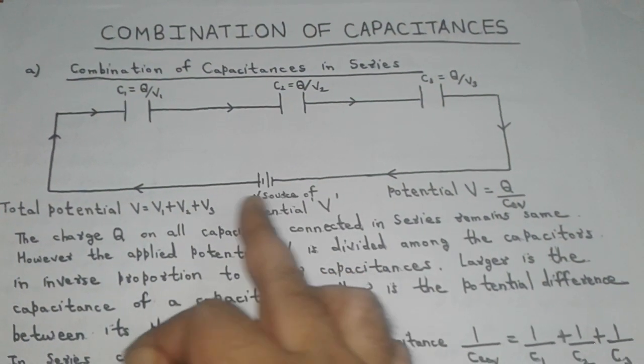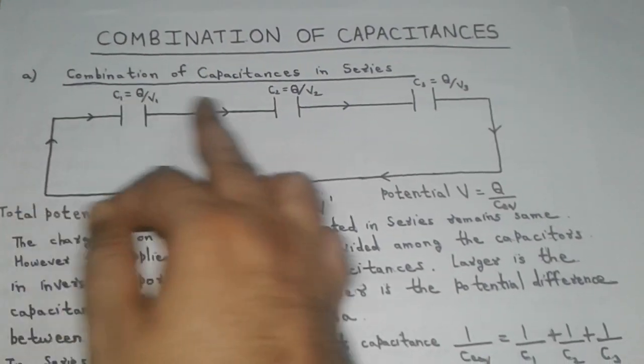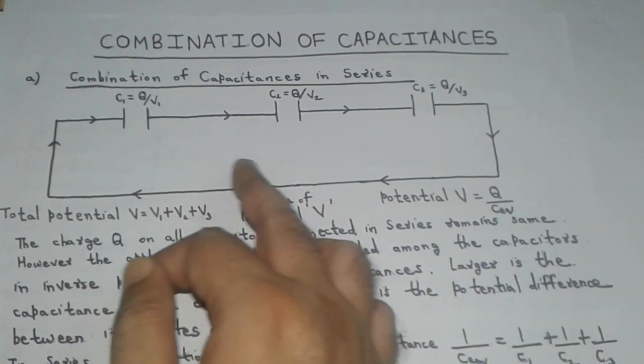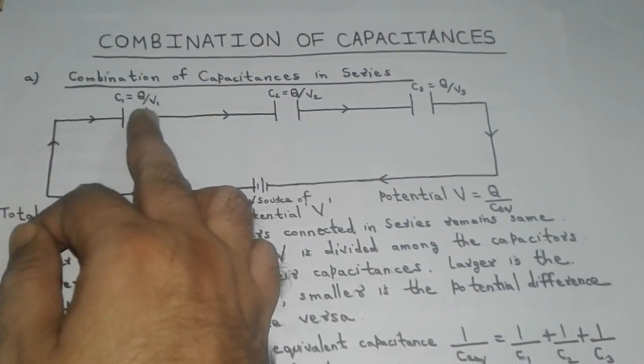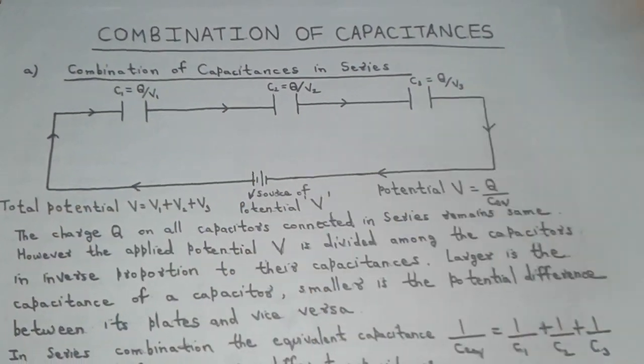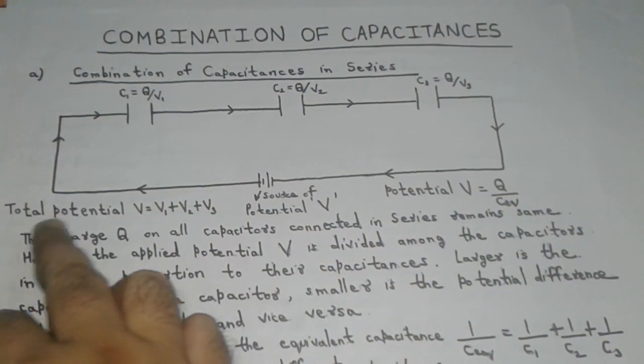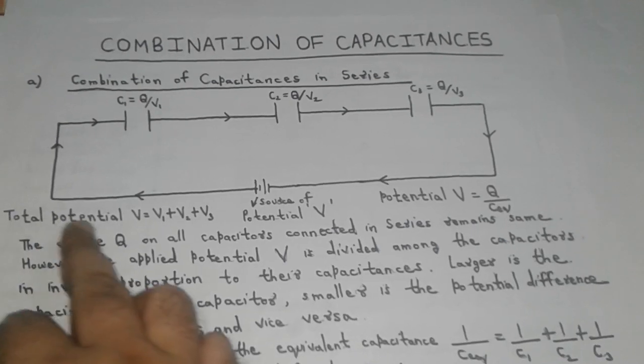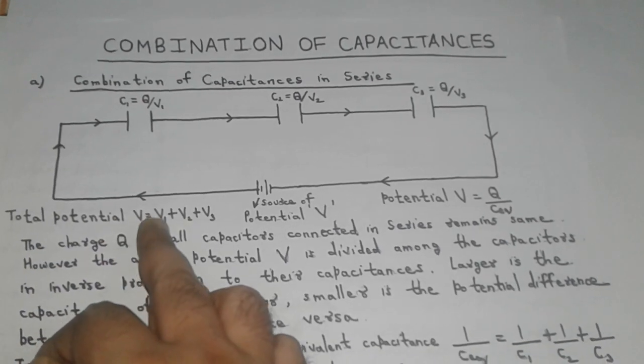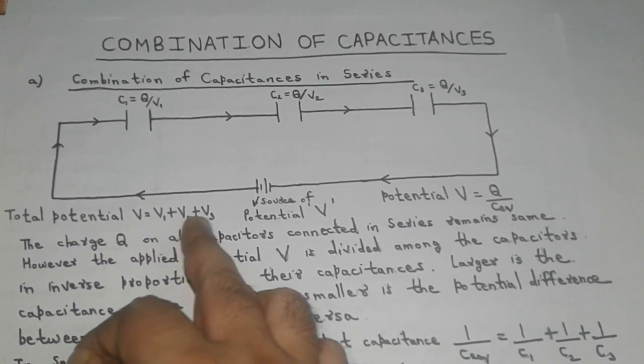Thus, the total potential V supplied by the source is equal to the sum of potential drop across the three capacitors. Or in other words, we can write total potential V is equal to V1 plus V2 plus V3.